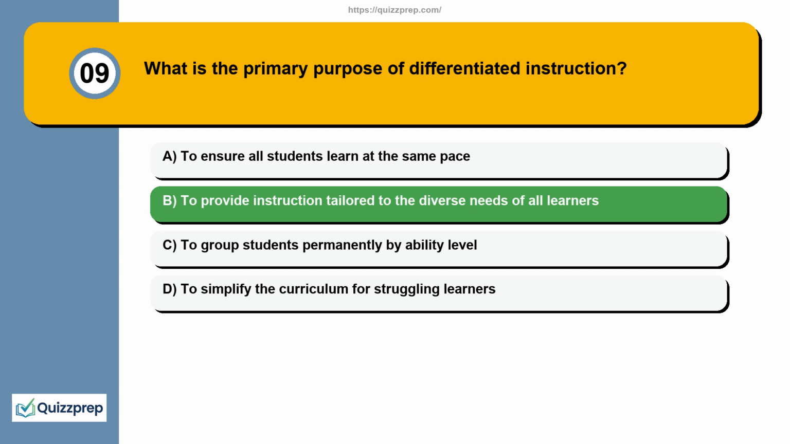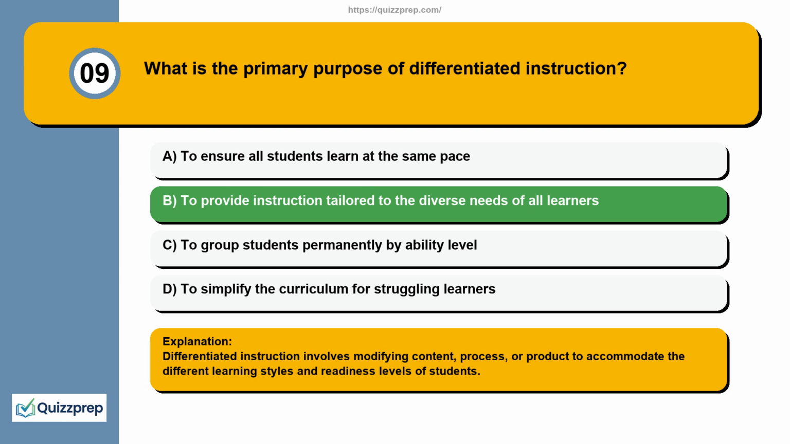To provide instruction tailored to the diverse needs of all learners. Explanation. Differentiated instruction involves modifying content, process, or product to accommodate the different learning styles and readiness levels of students.